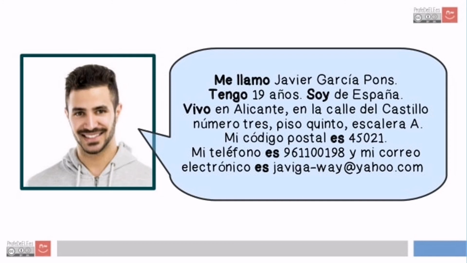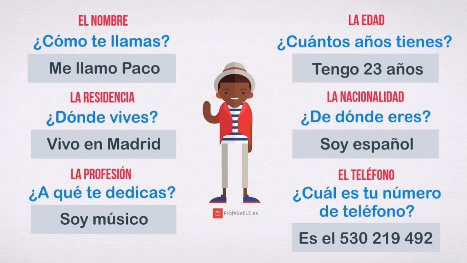His postal code, I guess that's how you say it in English, and he gave us the number 45,021, and his phone number, and then at last he gave us his email. So this is how you put all this information in one block, in one text. You can now memorize them and give your personal information to someone who's asking for it.